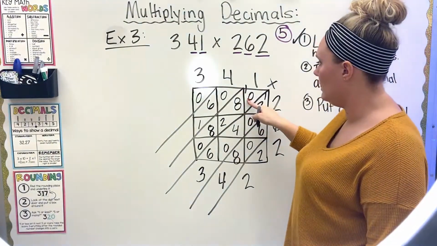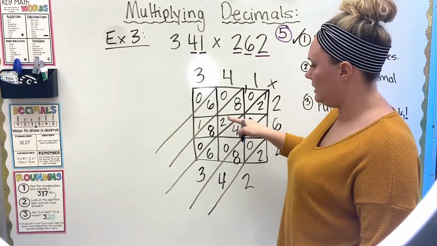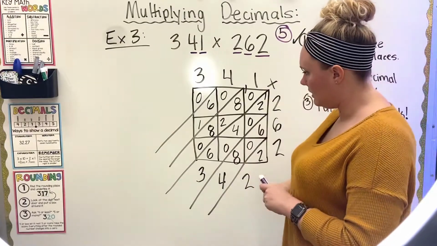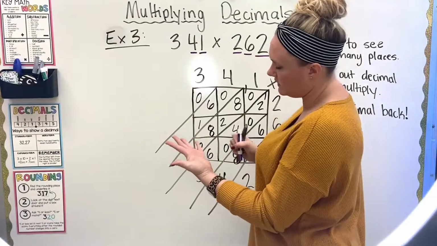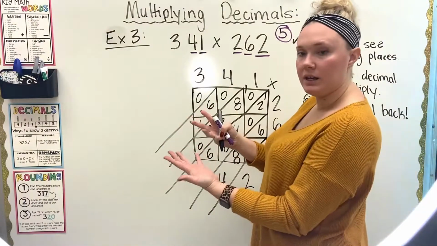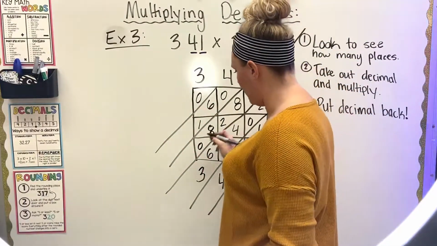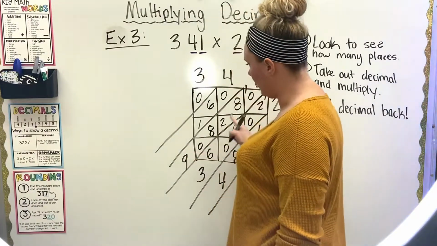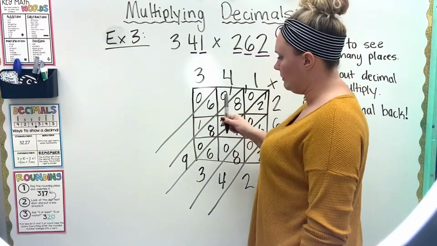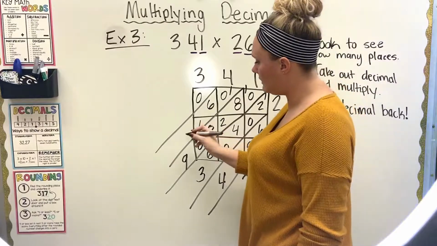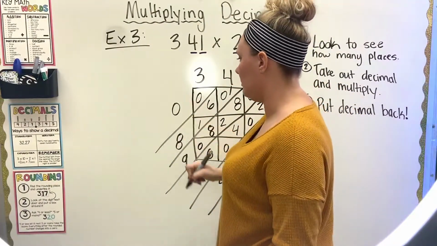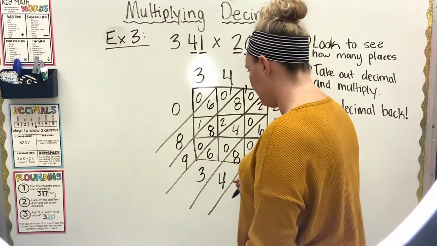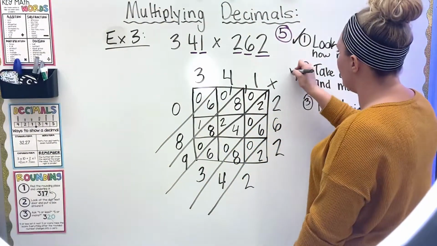So 8 plus 1 is 9, 10, 11. Let's see. 11 plus 8 more, 11, 12, 13, 14, 15, 16, 17, 18, 19. So I'm going to put my 9 here. I'm going to carry my 1. Let's see, 6, 7, 8. And I've got nothing there, so I could put it if I want to, but I don't really need it. So now, multiply as normal.